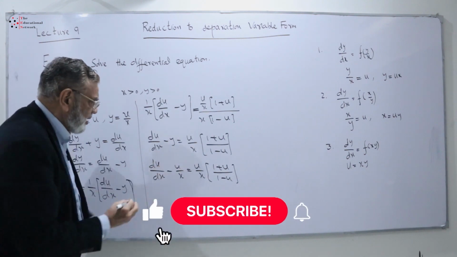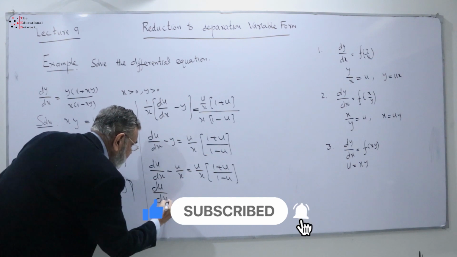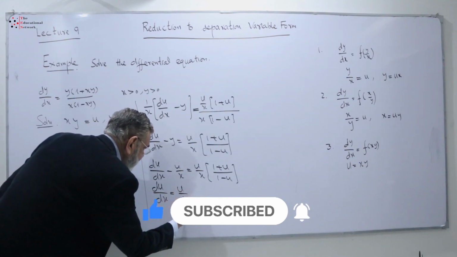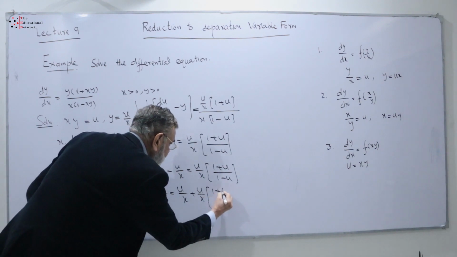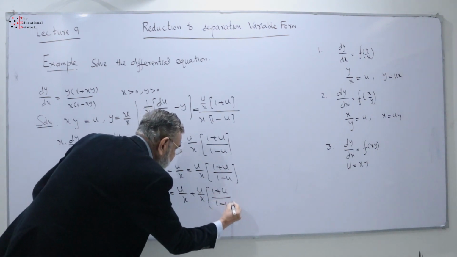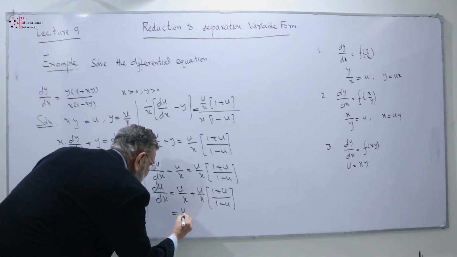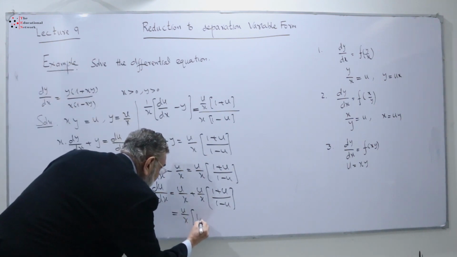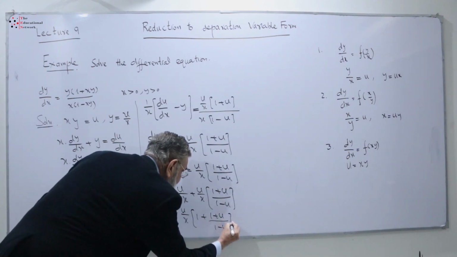Now take this u upon x to the other side. I get here du by dx is equal to u upon x plus u upon x into 1 plus u or 1 minus u. I take u upon x common, I'll get here this equal to 1 plus u over 1 minus u.